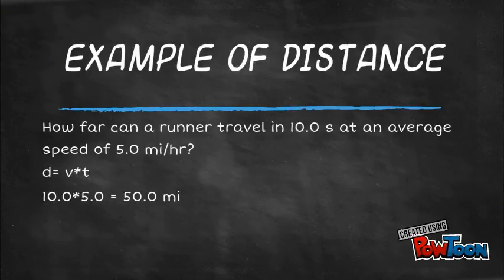Example of distance. How far can a runner travel in 10 seconds at an average speed of 5 miles per hour? D equals V times T. 10 times 5 equals 50 miles.